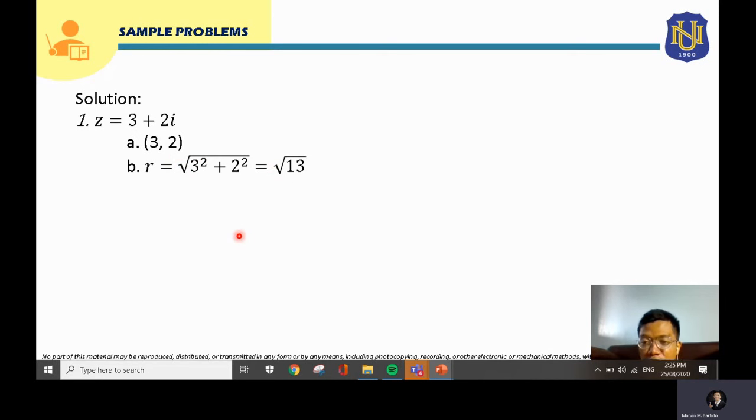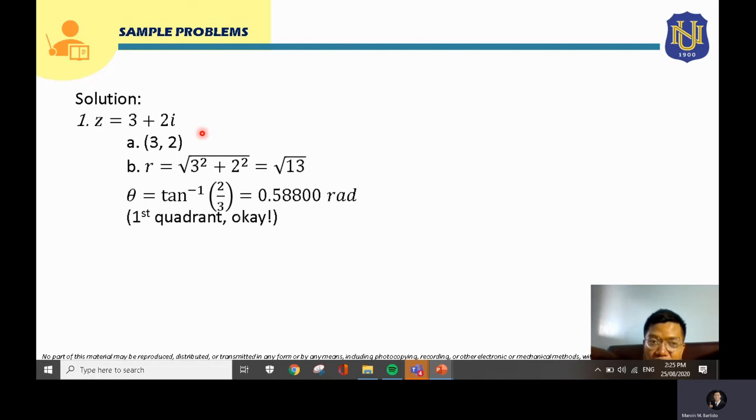Now we also have to solve for the value of theta or argument. Before answering that, you first have to determine the location of your complex number, in what quadrant it is located. In this case, z is equal to 3 plus 2i. Since the real part and imaginary part are positive, it means your complex number is located in the first quadrant, right? So in solving for its theta, it's just directly arctangent of y over x, since it's in the first quadrant. So directly, that will be arctangent of y, which is 2, over x, which is 3. The answer for this will be 0.58800. The unit for this is radian. So that will be the theta.